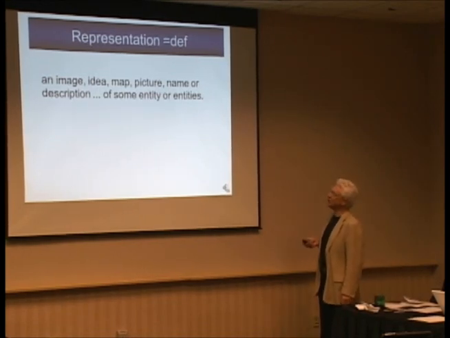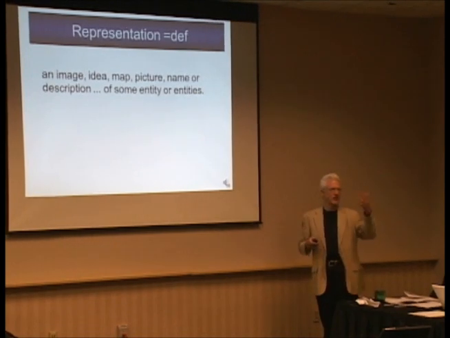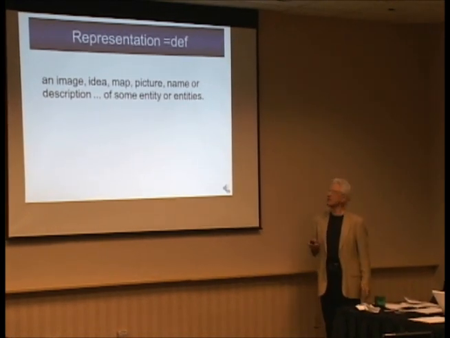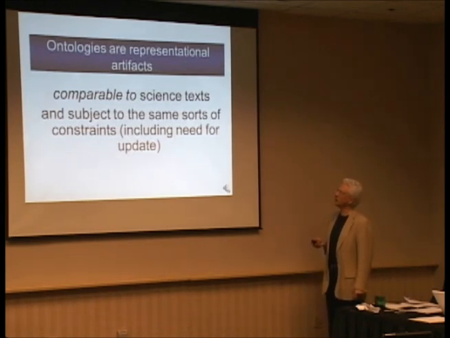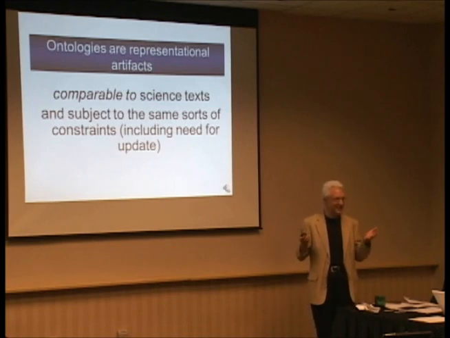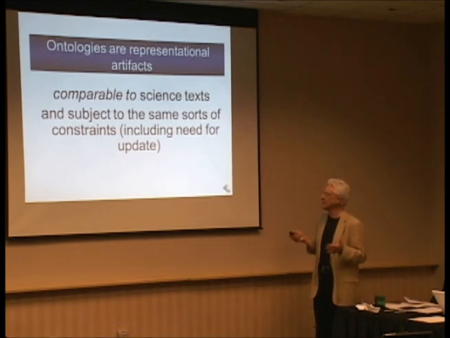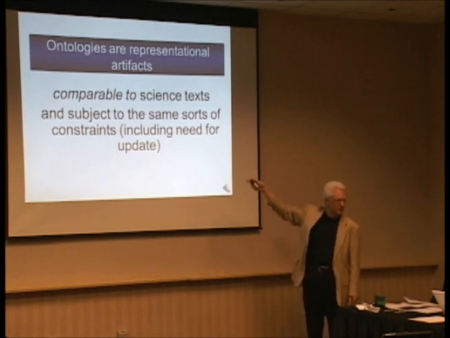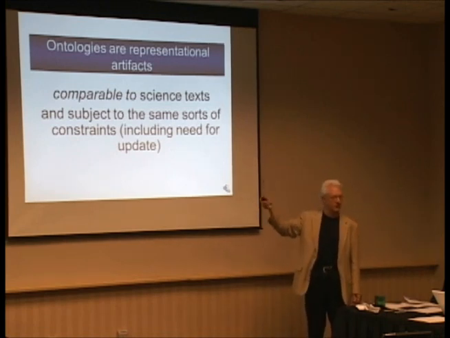Now, a representation should be pretty clear. It's an image or an idea or a word which represents some entity or some entities. And ontologies are representational artifacts in just the same way that science texts are representational. And like science texts, they need to be updated. They need to have new editions because science grows.